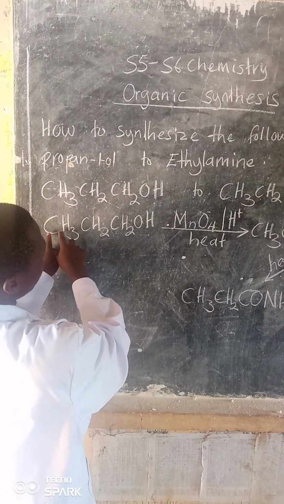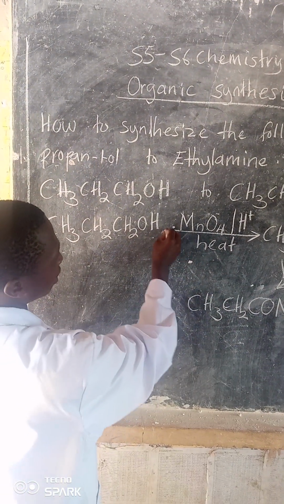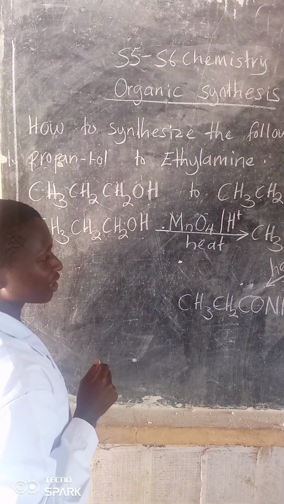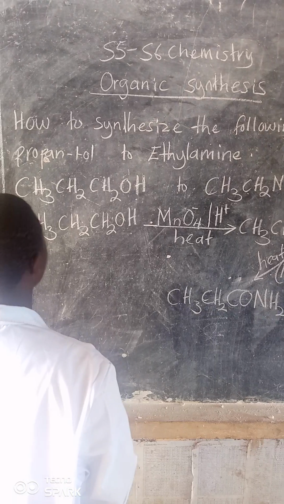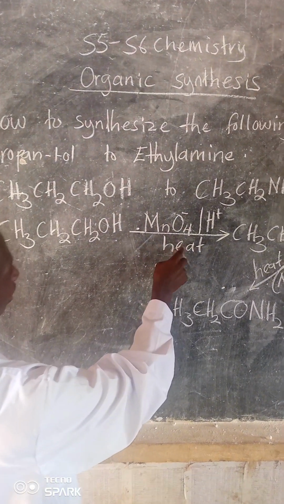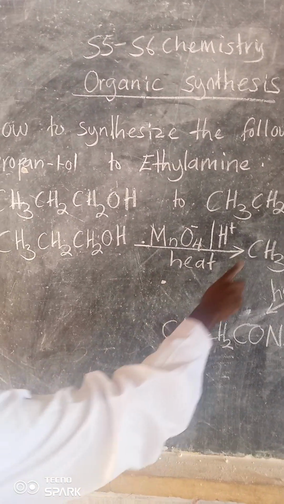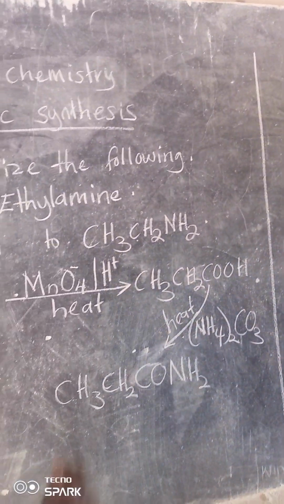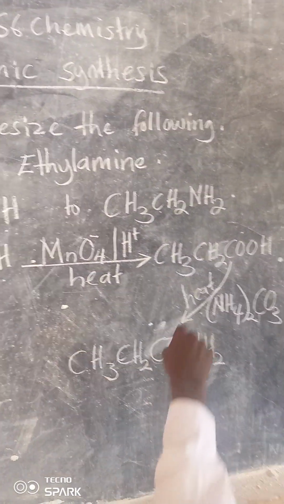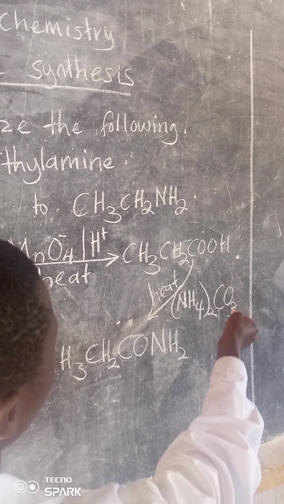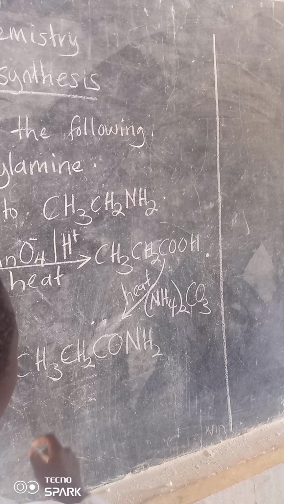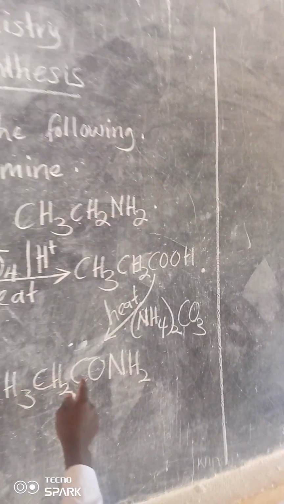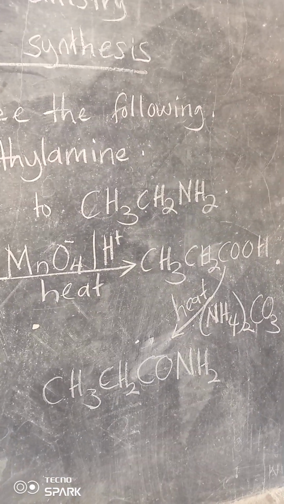I'm going to first use the strong oxidizing agent, which is permanganate. Permanganate in the presence of an acid, and I heat it. After heating it, I'm going to get propanoic acid. After getting propanoic acid, I'm going to use ammonium carbonate, and I heat it together with this one to form propanamide.